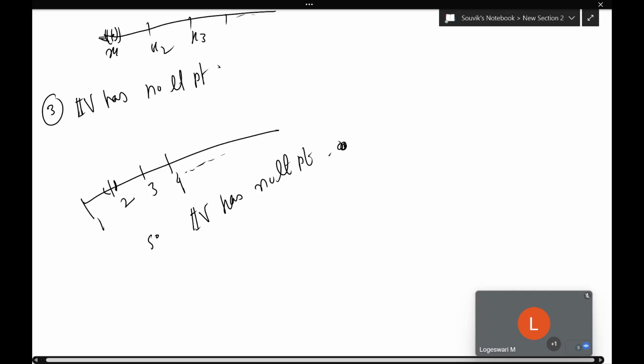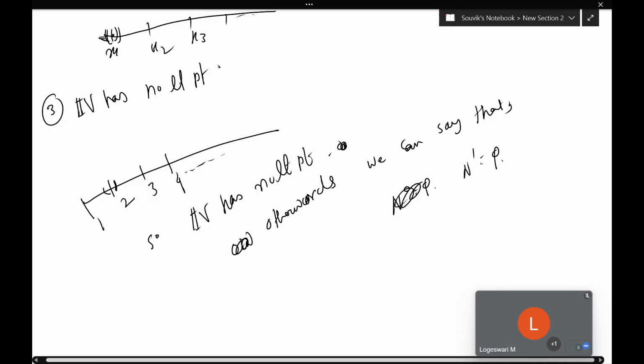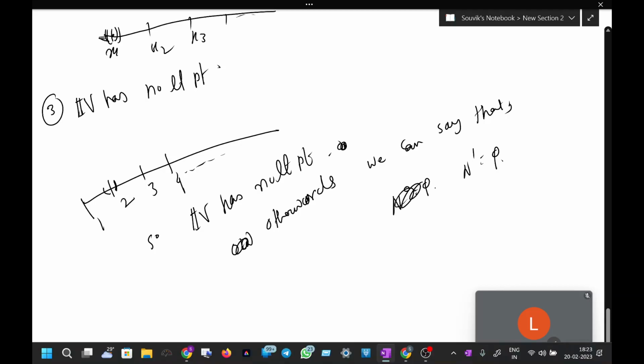In other words, we can say that the set of limit points N dash is equal to the empty set. This is one thing. So there is a very well known theorem, just for recalling purposes, let me write it down.